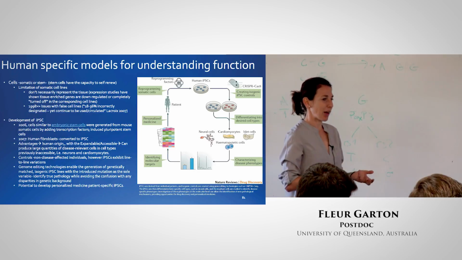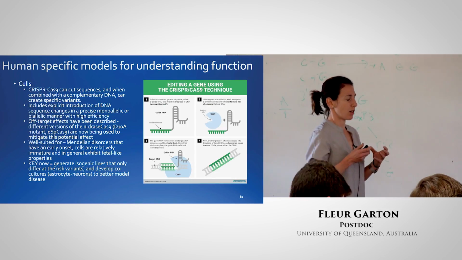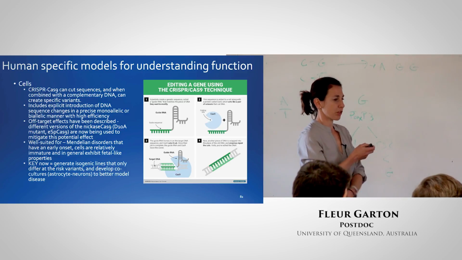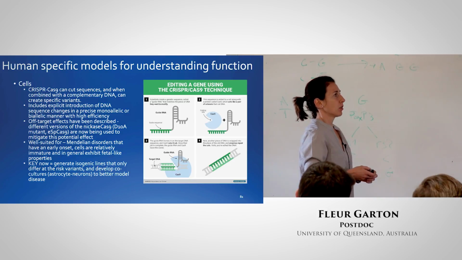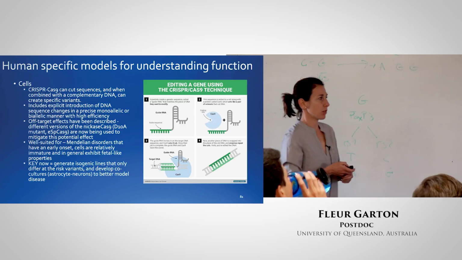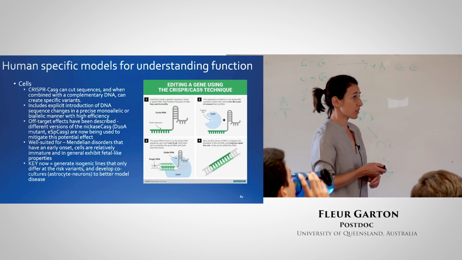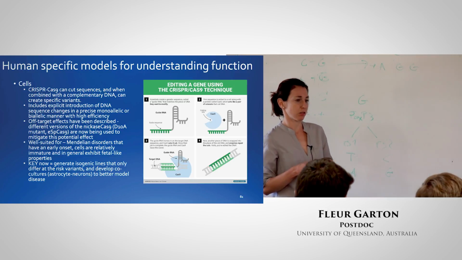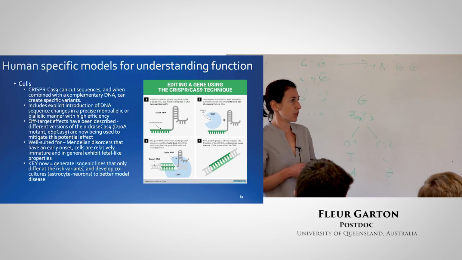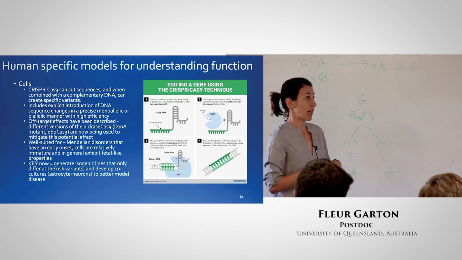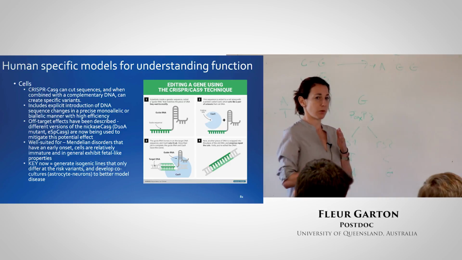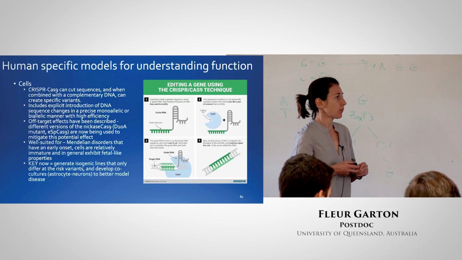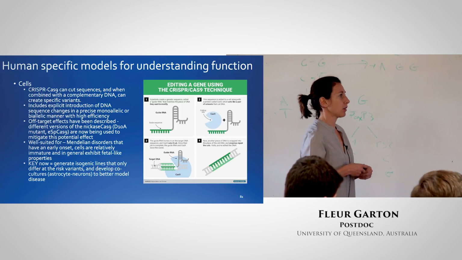I have a slide in here about CRISPR. I'm not sure, I'll just go over it briefly. We've got time, so what does CRISPR do? CRISPR-Cas9 can actually cut sequences. Cas9 is actually the thing that does the cutting. And then you can combine it with a complementary DNA to create specific variants. This includes the explicit introduction of DNA sequence changes, and you can do this in a precise monoallelic or biallelic manner with very high efficiency.